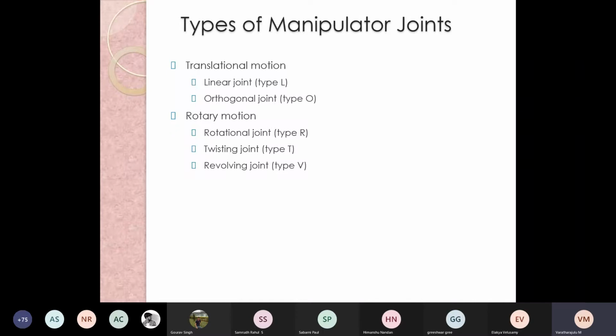The other broad classification is rotary motion: rotational, twisting, and revolving. Please remember this notation. With that notation, we are going to write the address, so please make a note of these various types of joints.